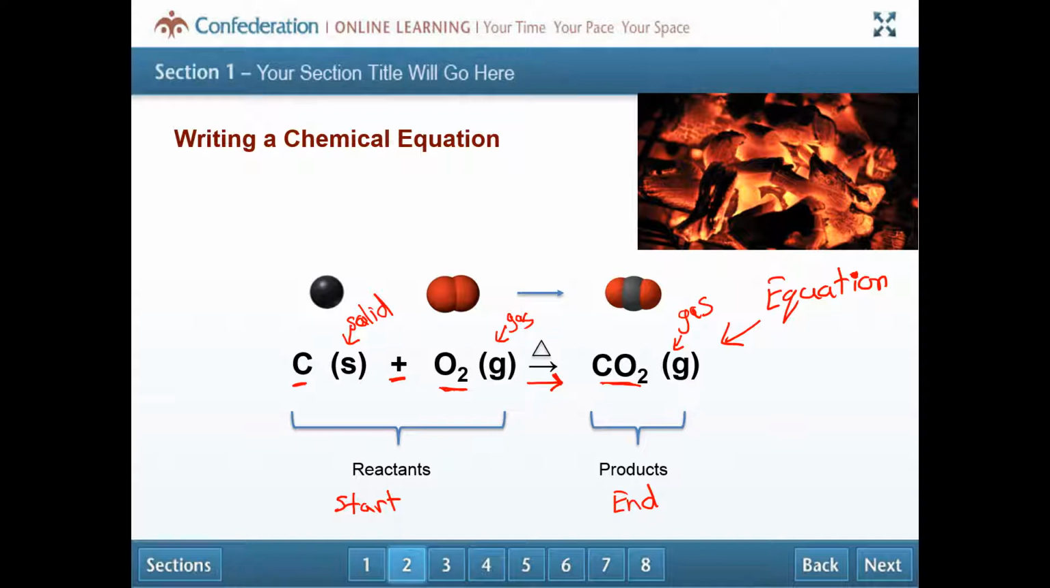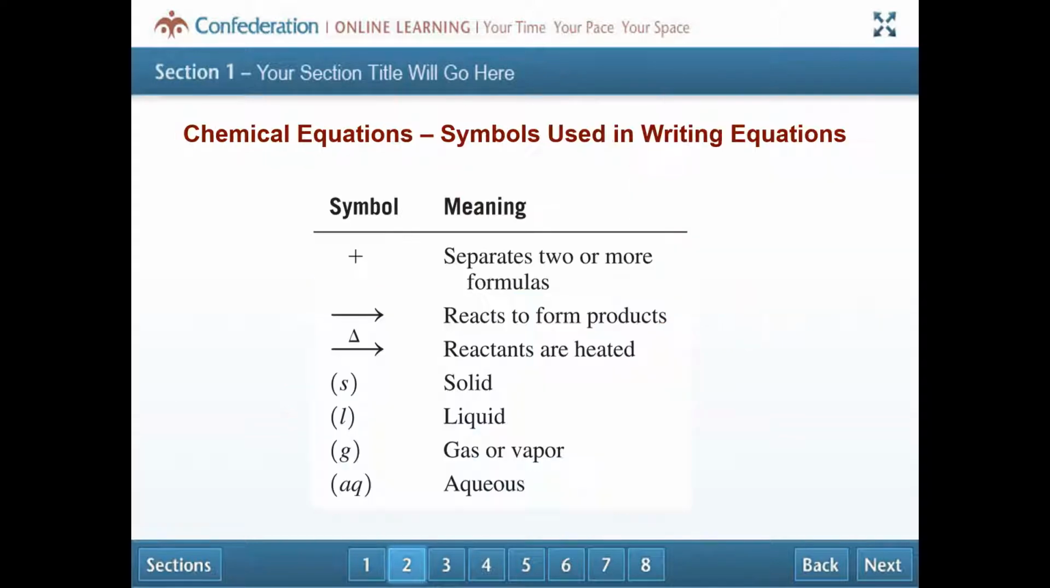Now, if you ever have a triangle above the arrow, that means that heat was needed to get that reaction started. So when you think about a barbecue, you usually need to light a match or press a button to get some type of ignition happening, and that gets the reaction going. So that's what that triangle means.